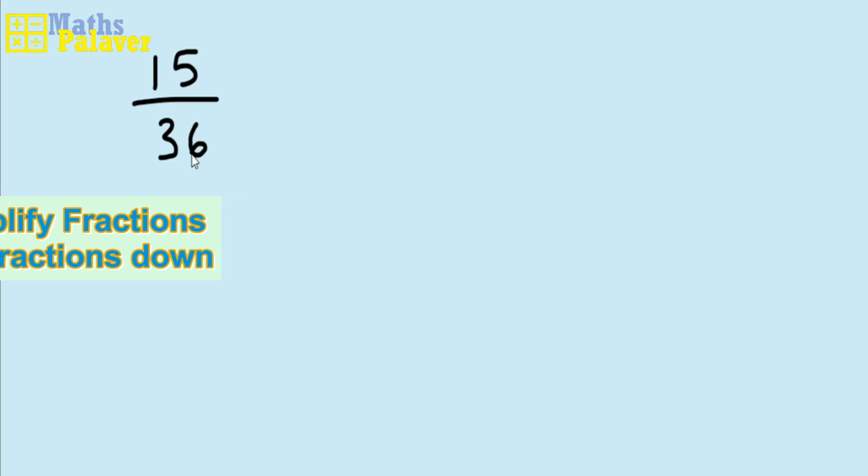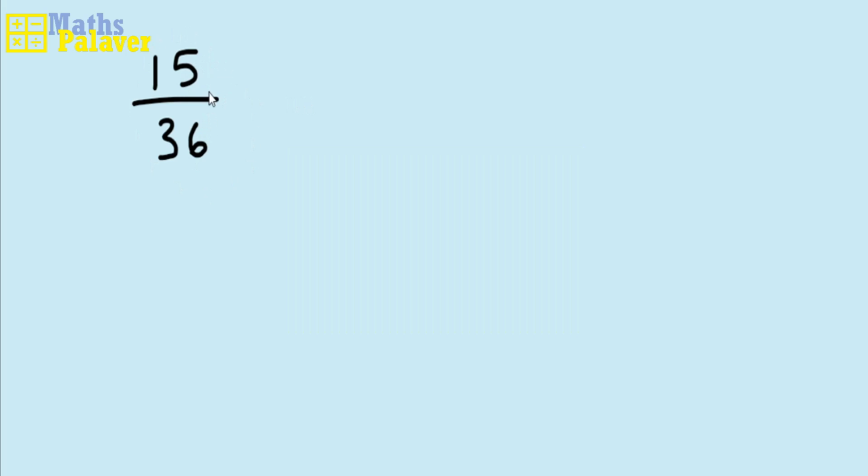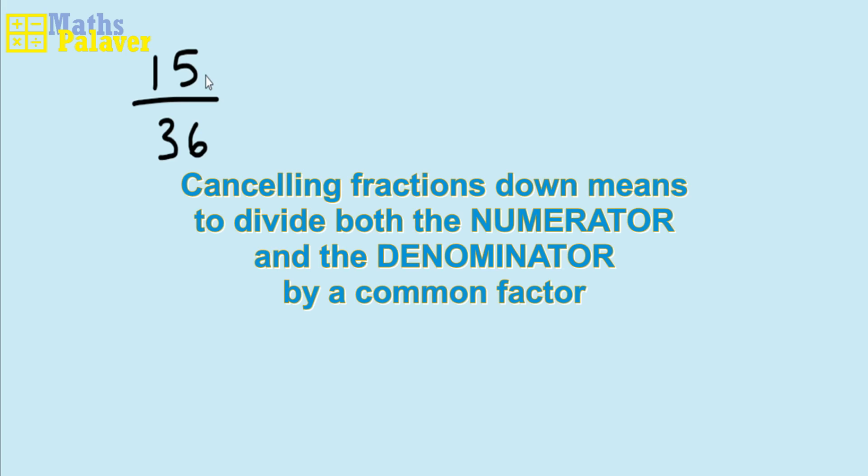Some people think that cancelling fractions down is simply halving the fraction or dividing the fraction by 2. And when you've got a fraction like this, where 15 cannot be divided by 2, they get confused. But cancelling fractions down is not simply dividing the fraction by 2. It means to divide both the numerator and the denominator by a common factor until you can go no further, until there is no other common factor.